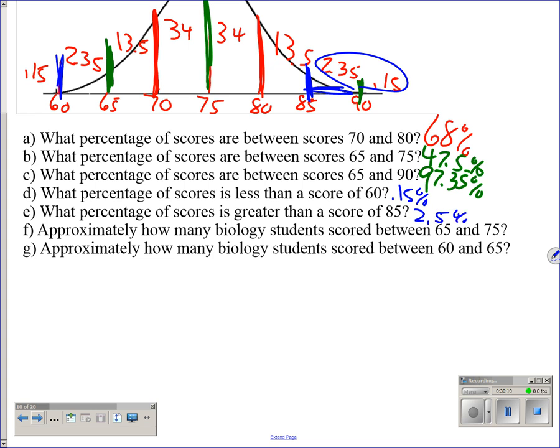All right, but what about F and G? It says approximately how many biology students scored between 65 and 75. How would I do that? Yeah, I got the percentage. I found the percentage of this in letter B. It was 47.5%, but it wants to know how many. Okay, so take your total number of students, 2,000, and find that percentage, which I think is like 9 something. 950.